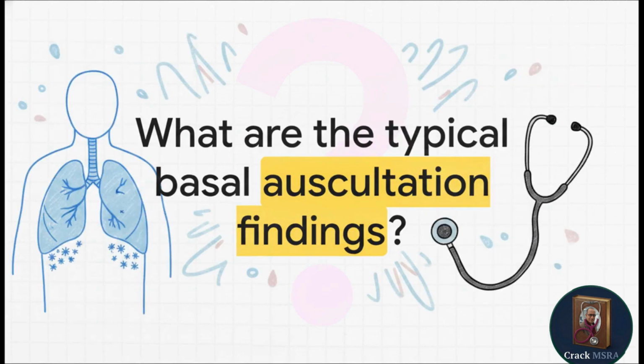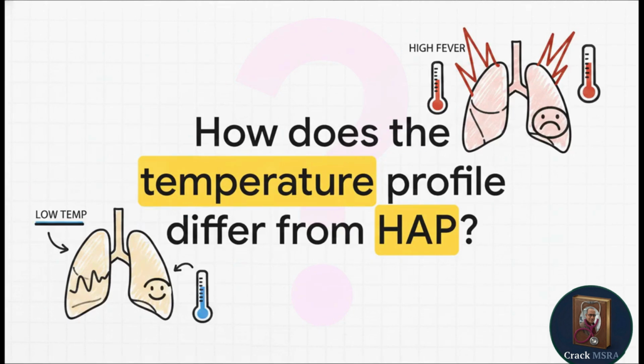Question 7. Back to the clinical exam. What characteristic breath sounds or acoustic findings are typically heard at the lung bases in post-operative atelectasis? You should be listening for bilaterally reduced air entry and fine crackles. Question 8. How does the temperature profile of a patient with simple basal atelectasis differ from one with hospital-acquired pneumonia? Remember the contrast. Atelectasis patients are reliably afebrile, or they only have a low-grade temperature under 38 degrees Celsius. They do not get the high spiking fevers that you see in HAP.